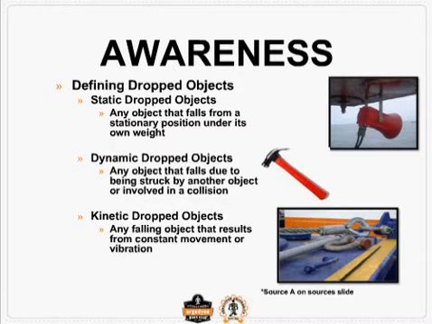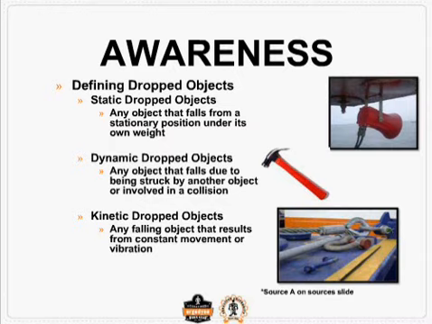The second category is dynamic dropped objects. This is any object that is ejected, propelled, or forced to drop by a number of different elements. Examples include maybe a crane hits a platform and knocks a piece of pipe off the ledge of that platform, or a worker simply letting a hammer slip from his or her grip.